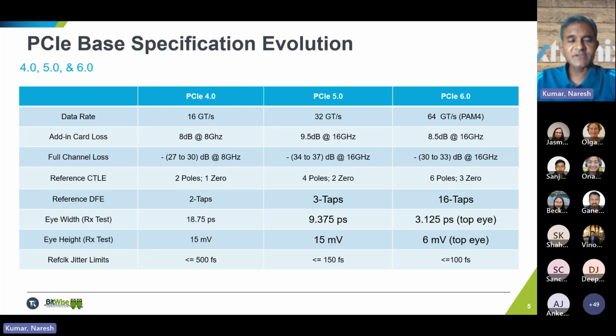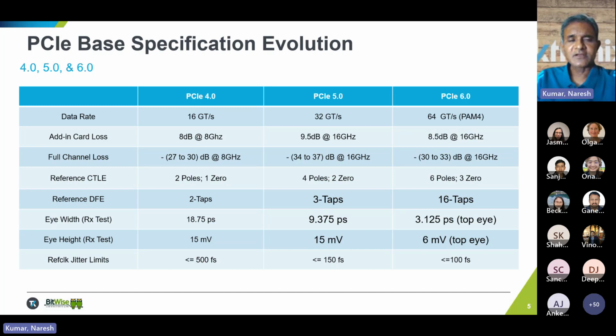The other piece is on equalization. If you see, the reference CTLE characteristics have been defined there, 2 poles, 1 zero, 4 poles, 2 zeros. I'm not going to go into equalization in my presentation, but that can be a separate topic altogether on how we take care of these definitions from a test and measurement standpoint. I'll give you a brief intro into this in the later part of the presentation, but to get deeper in here, we will need much more than a 1-hour session.